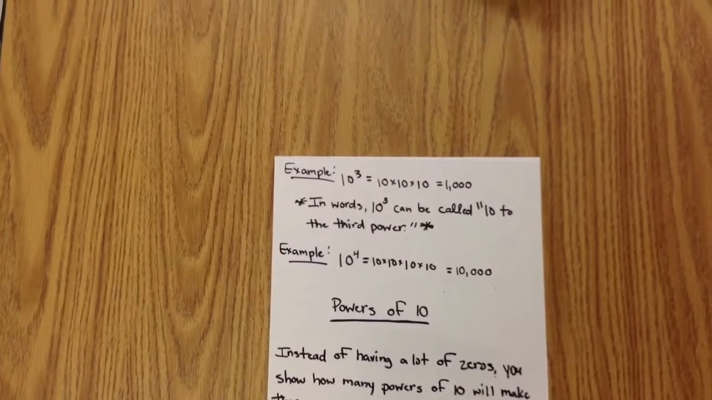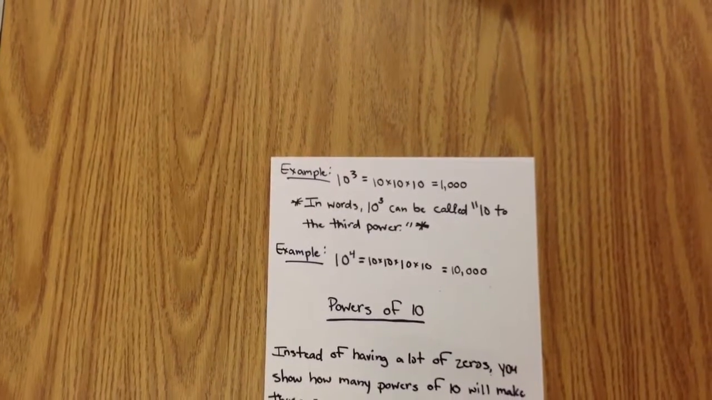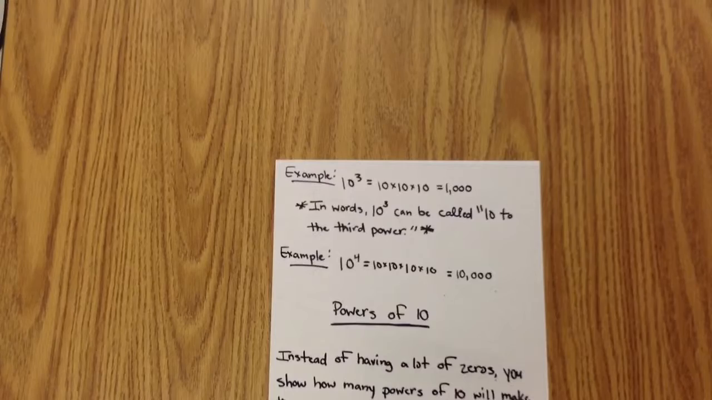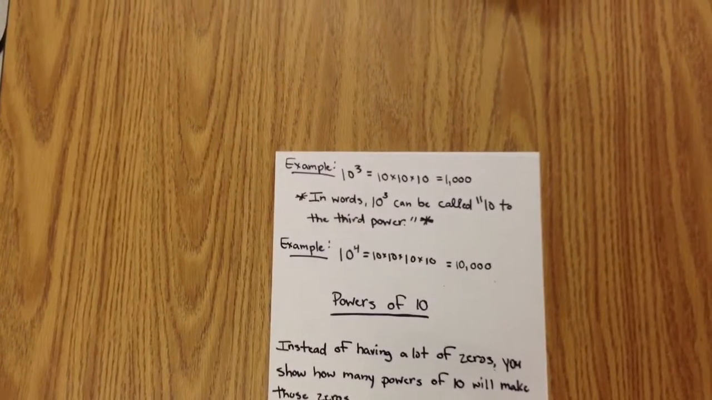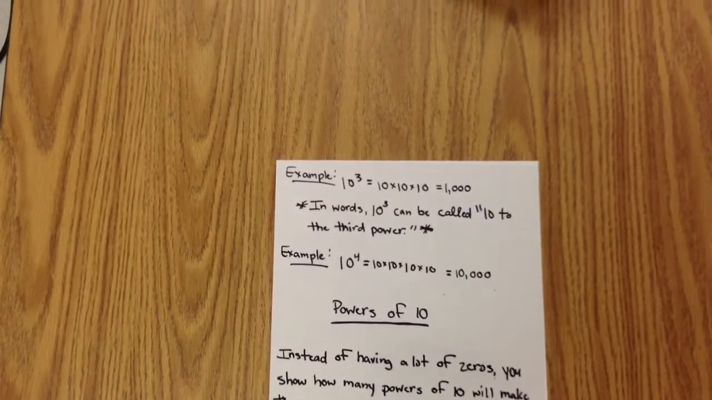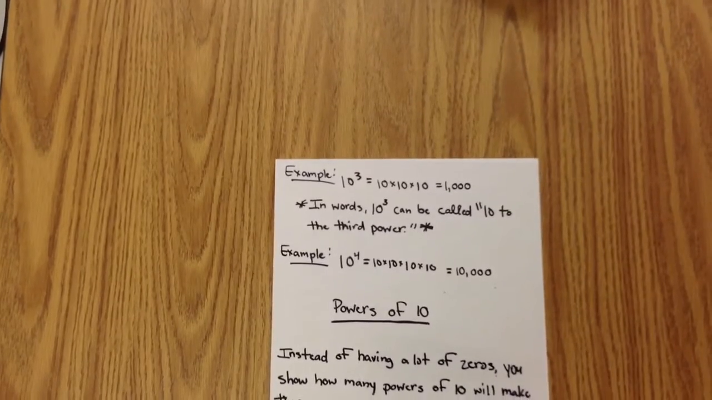And then I just added this note for the students so we know how to say these numbers in exponential form. In words, 10 to the third power can be called 10 to the third power.